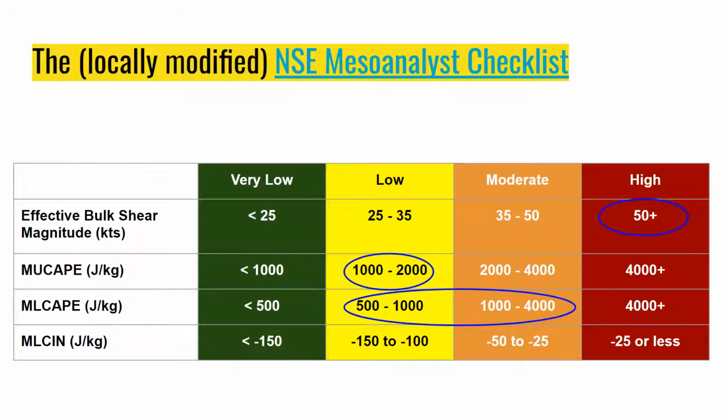And so here's a look at that near storm environment meso-analyst checklist, again, locally modified for us. On this day, we did have high shear. I wouldn't put it in quite the low CAPE category, but a low to moderate type situation is what we had there. And I've circled what I'd identified was going on for that day, kind of setting the stage for you.